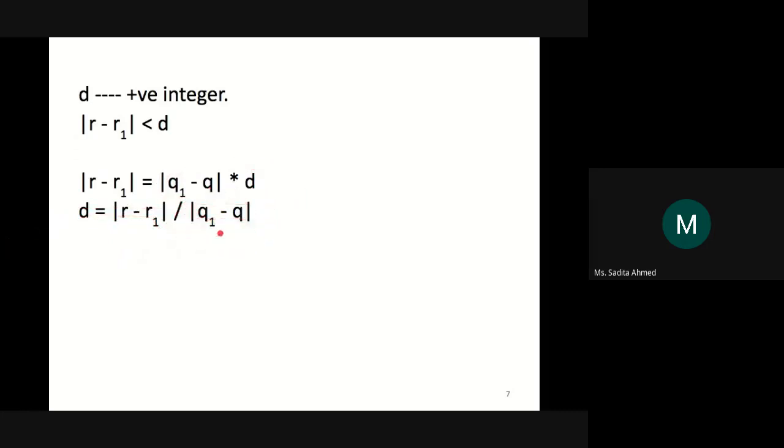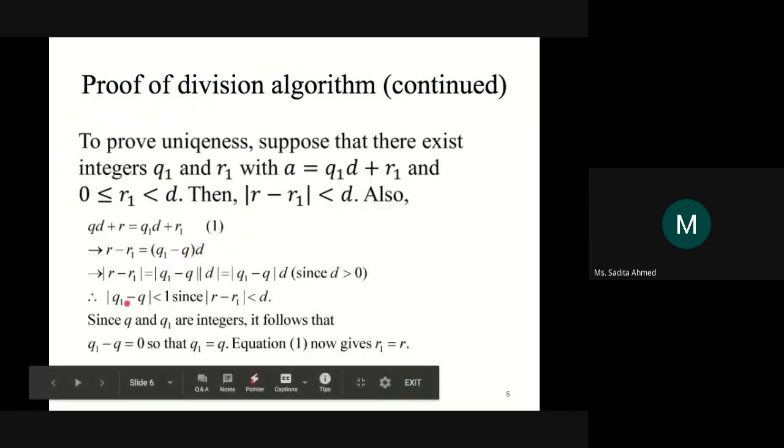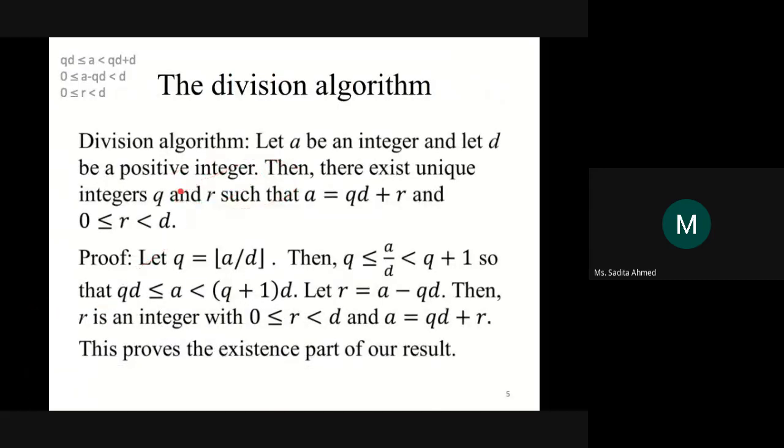So always in this scenario, in order for this equation to hold, the modulus of Q1 minus Q will have to be less than 1. Okay, will have to be less than 1. That is a fraction between 0 and 1. Okay. So based on this equation, we can say that the modulus of Q1 minus Q will be less than 1. Based on this equation and the fact that the modulus of R minus R1 is less than D. Okay. Now, the problem with this lies with the basis of the algorithm.